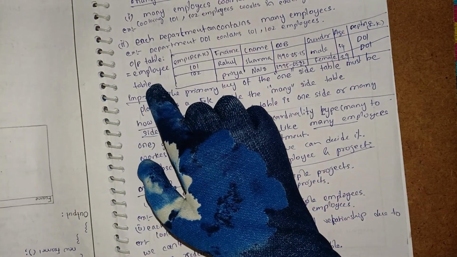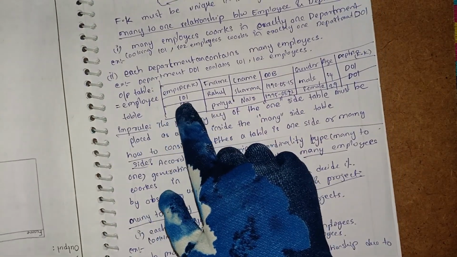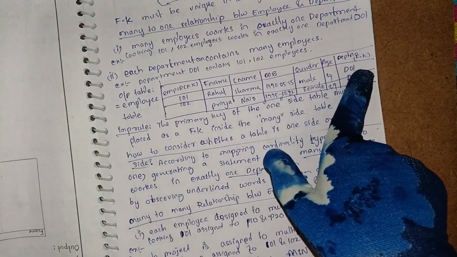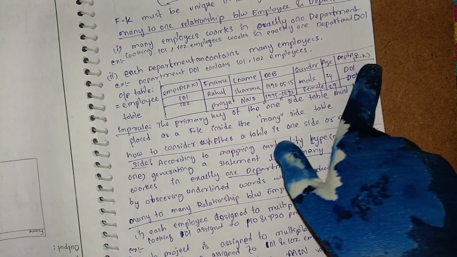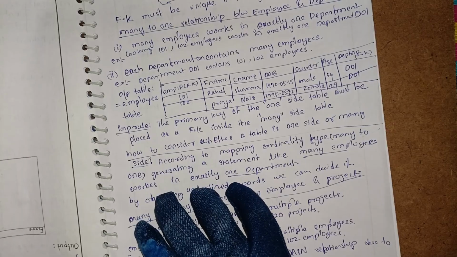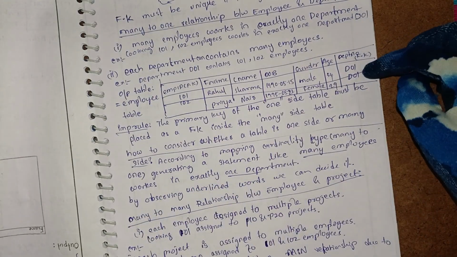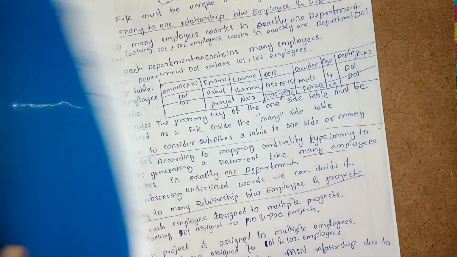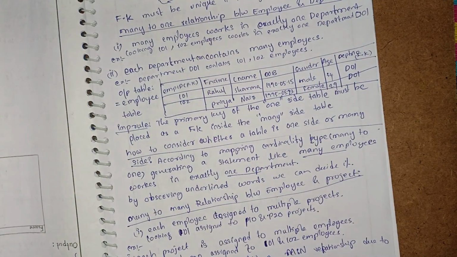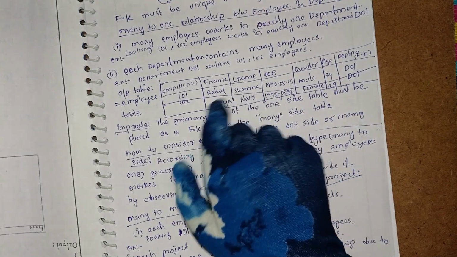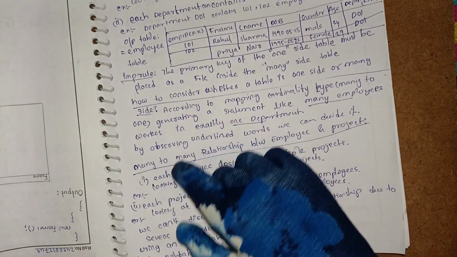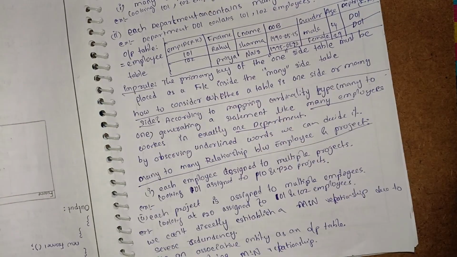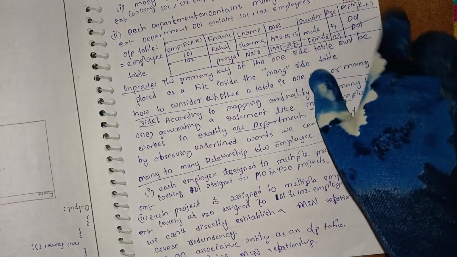Here we got the employee table. The output table is the employee table. Here we have placed it as a foreign key. In this, the foreign key value can be redundant or repeated. Foreign key value can be repeated.